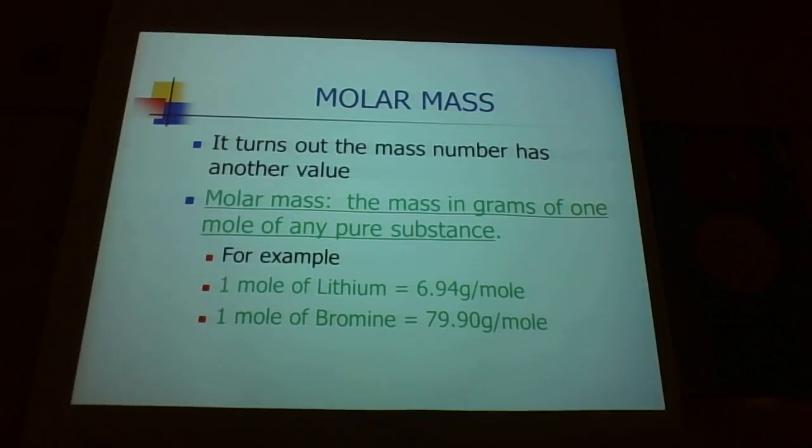Now, what the word molar mass means is basically the mass in grams of any substance that is in 1 mole, okay? So if I had 1 mole of lithium atoms, it would be 6.94 grams per 1 mole. 1 mole of bromine would be 79.9 grams per 1 mole. And so that's the way we could just look it up on the periodic table if it's just an element.